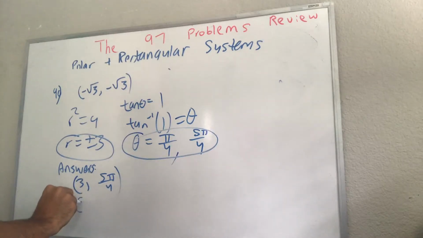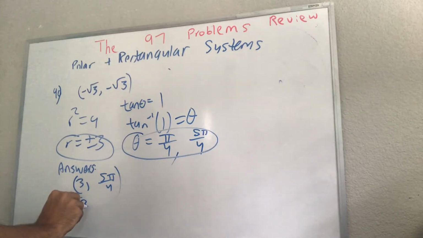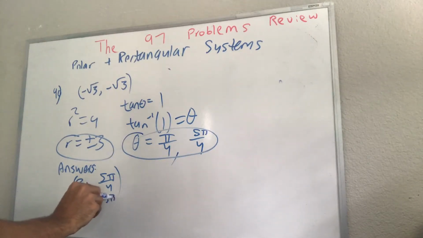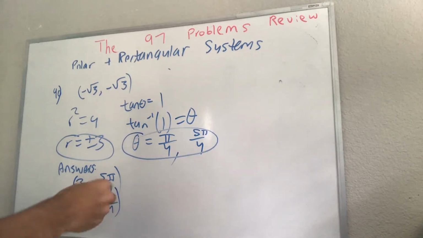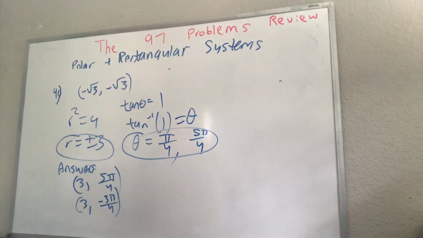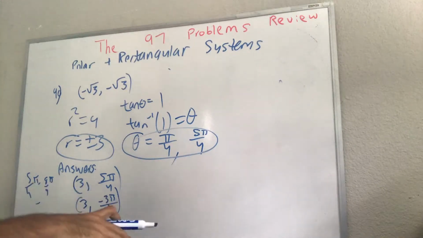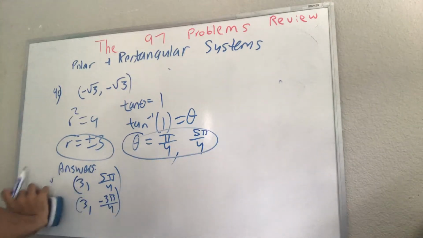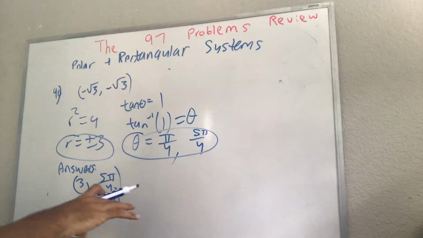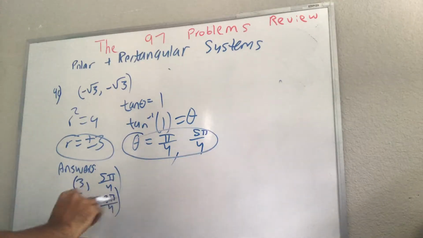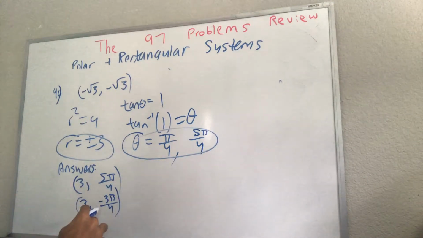Other one you can write is 3 comma negative 3 pi over 4, right? What I'm doing is switching, I subtracted 2 pi from this. If you do 5 pi over 4 minus 8 pi over 4, you get negative 3 pi over 4, right? So you should understand that would just be negative 3 pi over 4. This is going clockwise direction, this is counterclockwise.